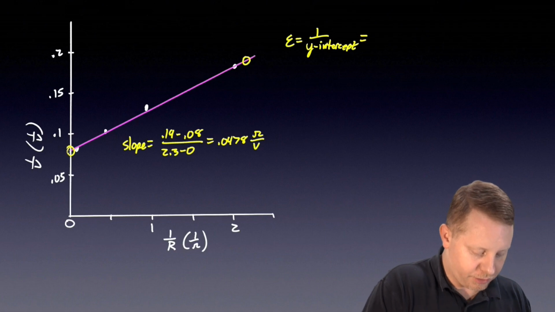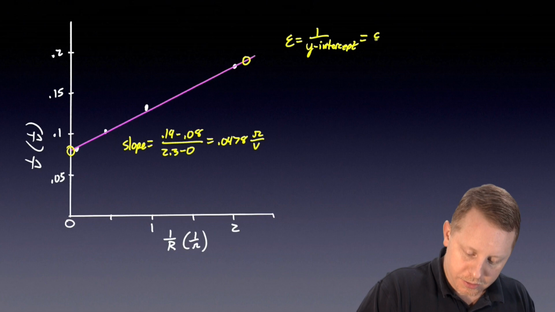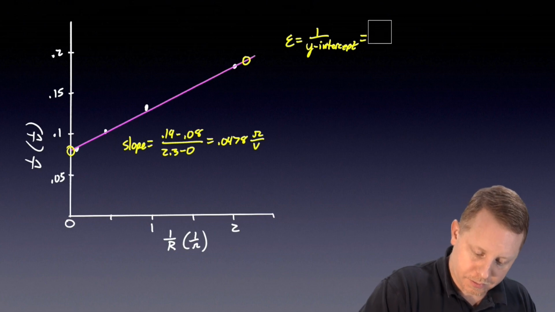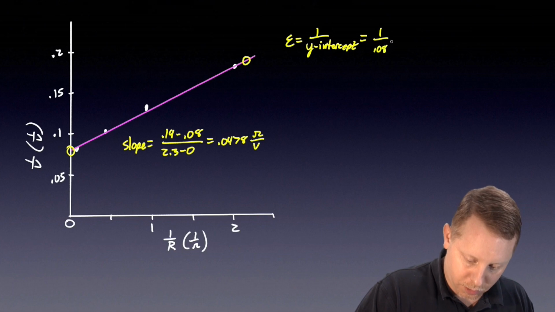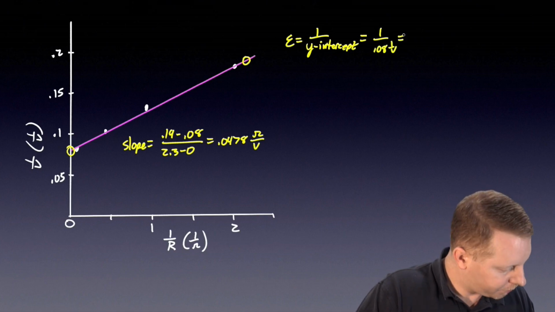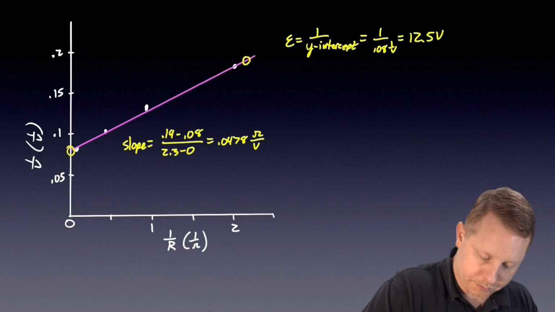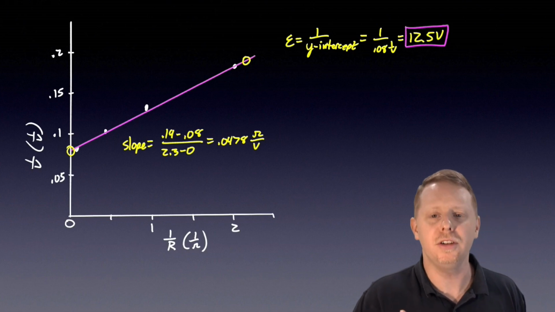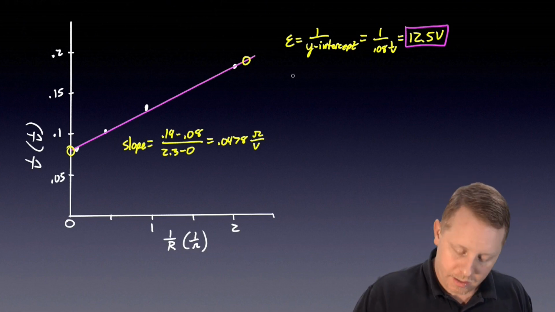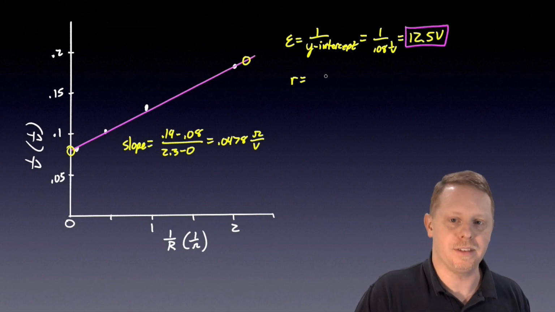So I just look over here to what my y-intercept is, which was 0.08 1 over volts. So my EMF is, let's fix that up there. My EMF is 1 over 0.08 1 over volts, or 12.5 volts. Your data may be slightly different depending on how you drew your graph, but you should be in that ballpark. The internal resistance then is the EMF times the slope.